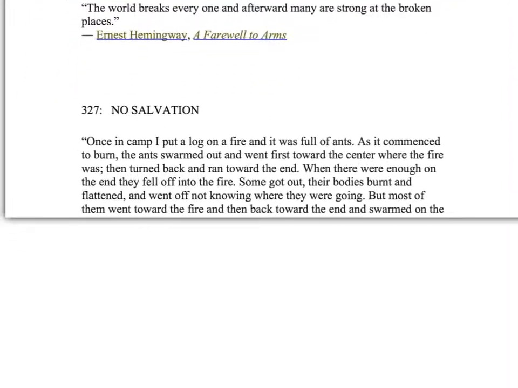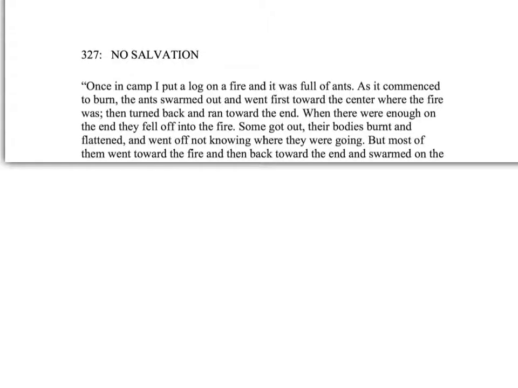Well, you get this passage before the tragic ending in the hospital where Hemingway remembers when he was out camping, we can presume fishing, hopefully fly fishing, where he saw a bunch of ants on a log, and he wrote this: "Once in camp, I put a log on a fire and it was full of ants. As it commenced to burn, the ants swarmed out and went toward the center where the fire was, then turned back toward the end. When there were enough on the end, they fell into the fire.